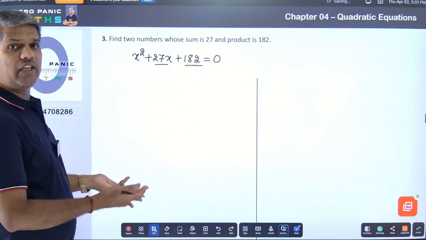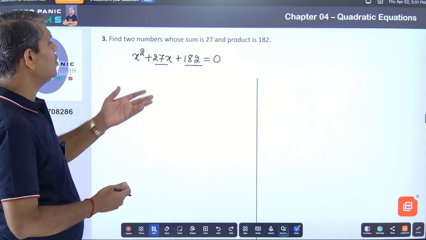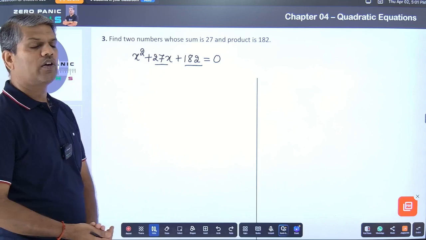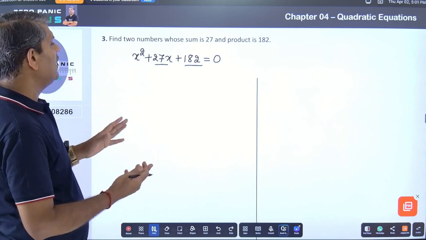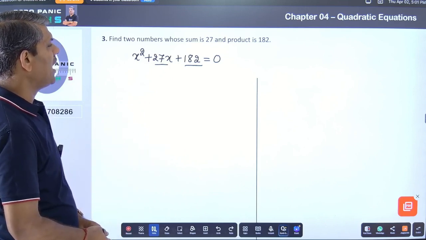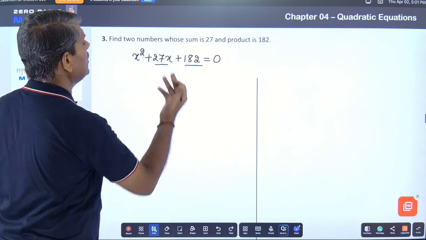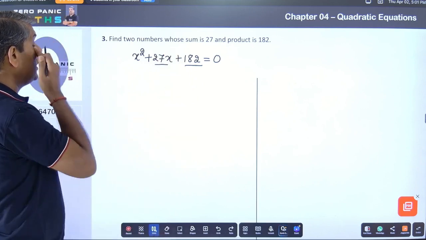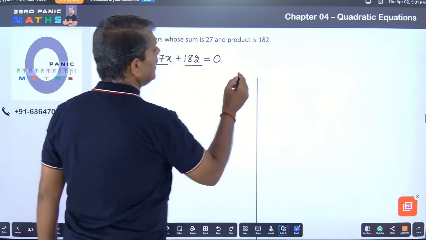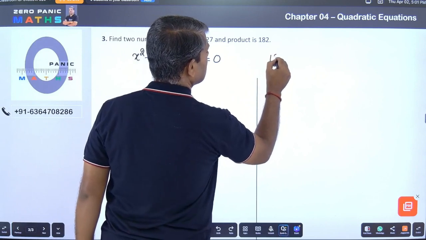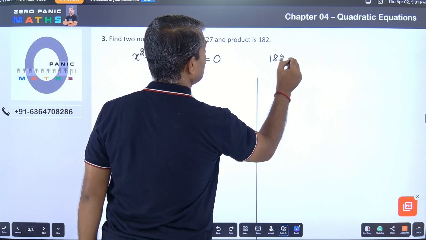They are just asking us to find two numbers whose sum is 27 and whose product is 182. But that is what we were actually about to do when an equation is given. If they directly ask it, it is meaningless, I think. But let us assume this is the equation and find it out. Now 182 is the product, so let us consider x square plus 27x plus 182.